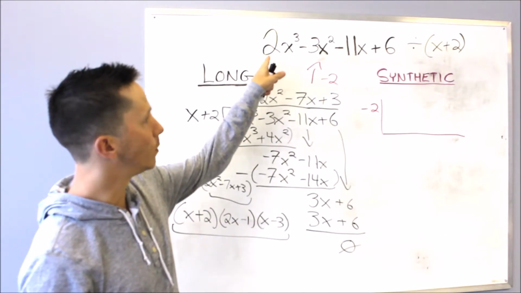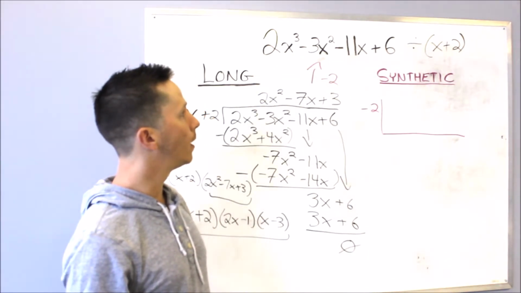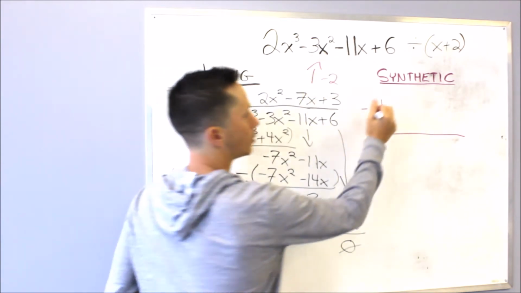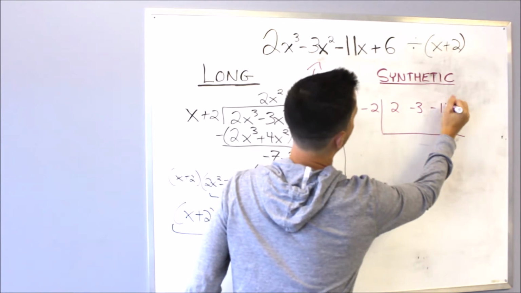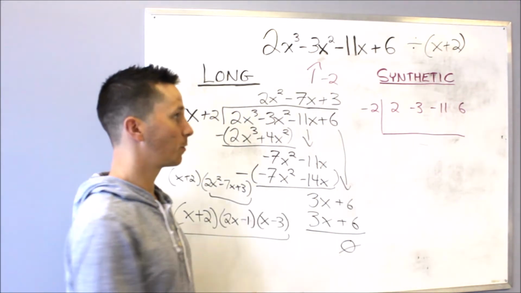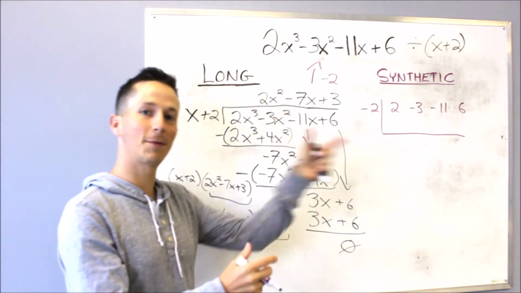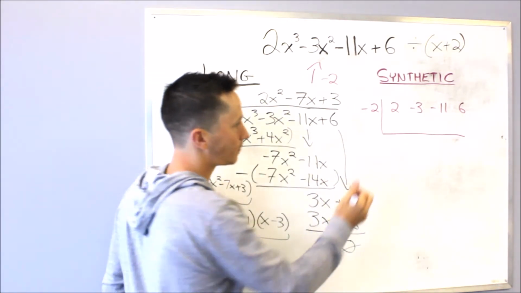Then I'm going to take the coefficient from each of the different terms. So 2, negative 3, negative 11, and 6. And then we'll see exactly how this works. Again, you should be able to tie it back to the steps in long division. This is just like a nice shortcut.